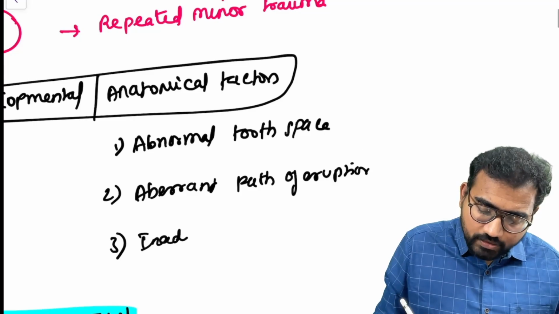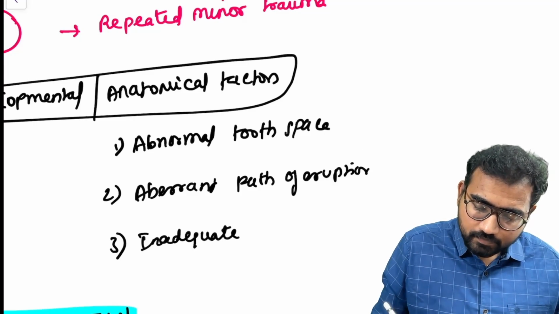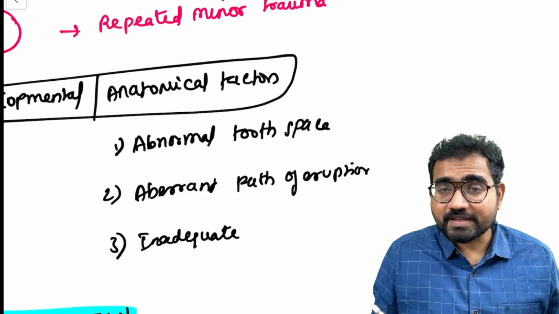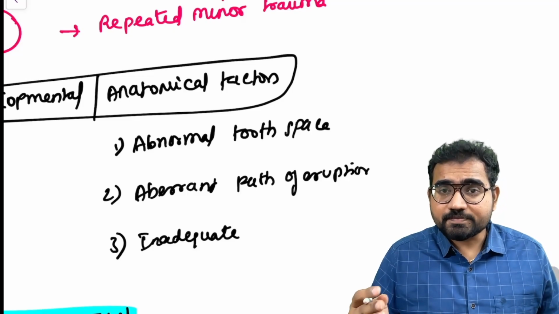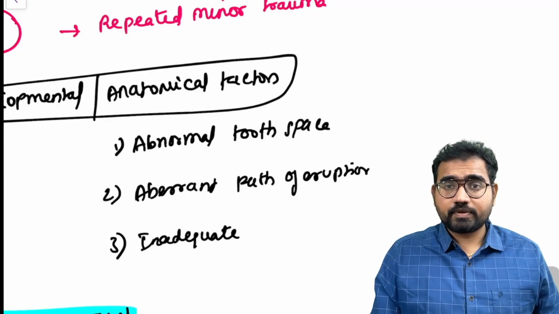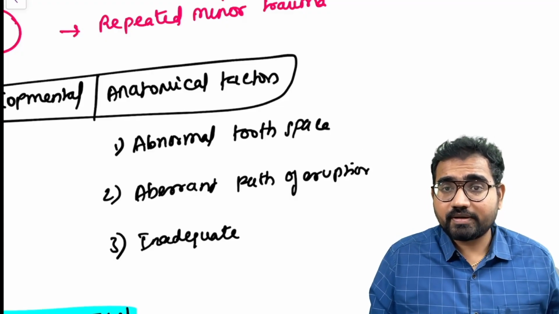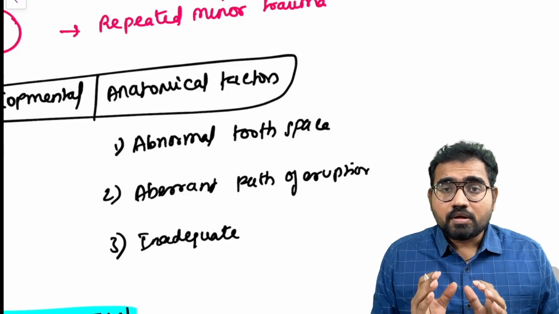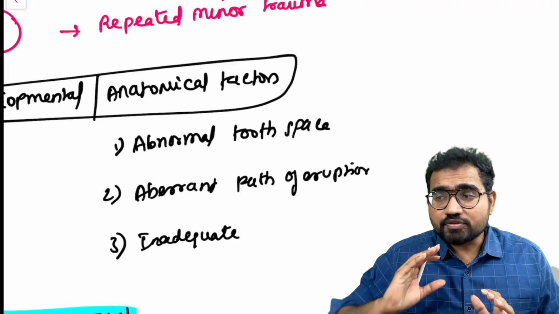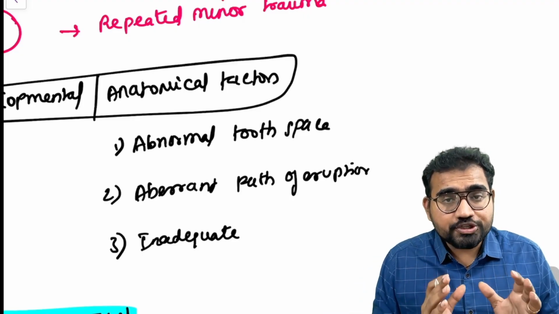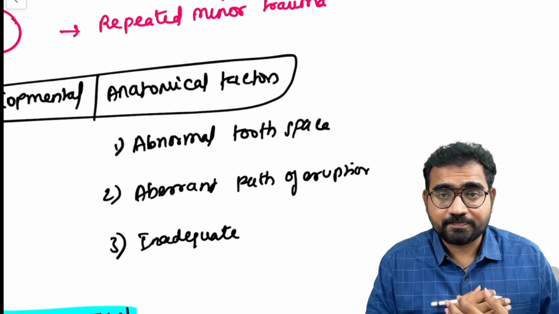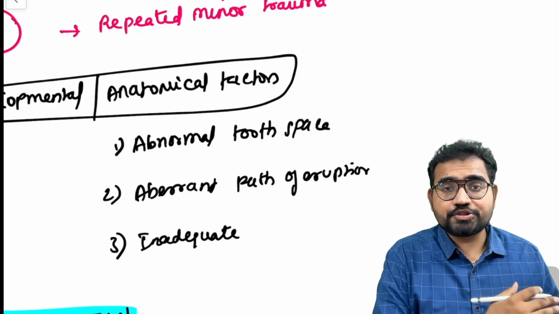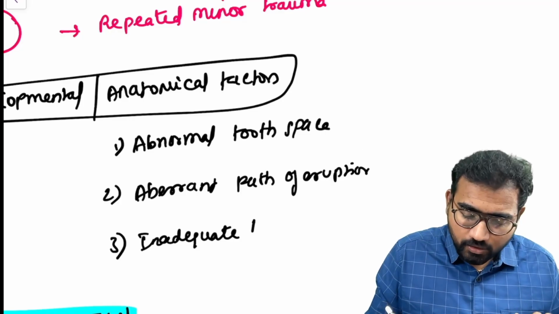Inadequate space to erupt. Because of the inadequate space to erupt, there is going to be buccal placement of the tooth. Also, if the eruption is good and the space is good, but the position of the tooth in the arch is displaced, that is an inadequate or abnormal position.